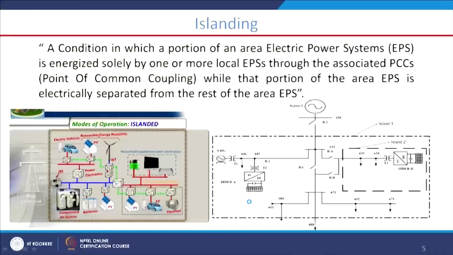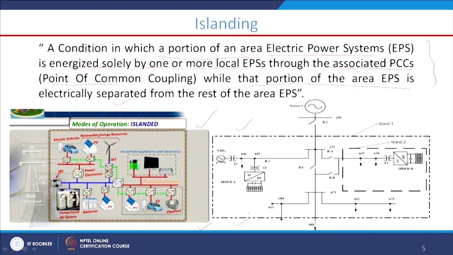According to the IEEE standard, islanding is a condition in which a portion of an area electric power system, that is EPS, is energized solely by one or more local EPS through the associated PCC, that is the point of common coupling, while that portion of the area EPS is electrically separated from the rest of the area EPS. You will understand this statement from these two figures. These two figures will help us understand what islanding basically is.